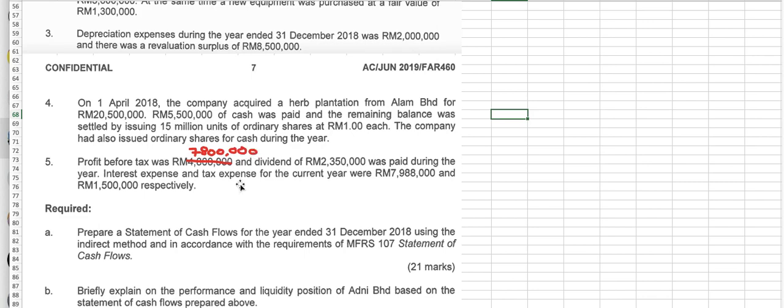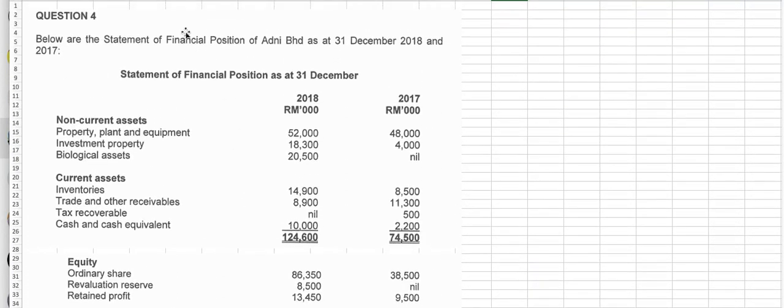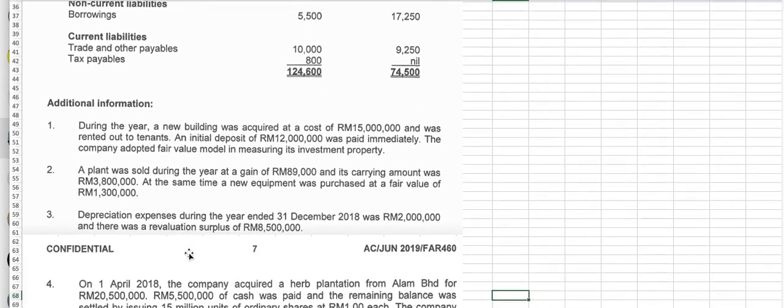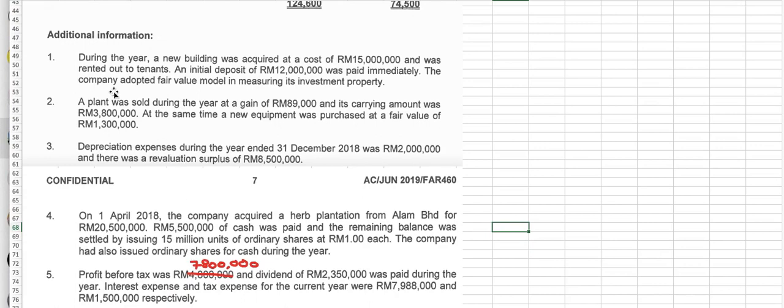Okay, now we can start doing the question, but first, before you start, you need to identify which one is the brought down and carried down figure. Of course, this is the brought down figure, and 2018 is the carried down figure. Don't switch the BD and CD, otherwise your answers will all be wrong. Okay, now, the first thing that we do is look at the additional information.